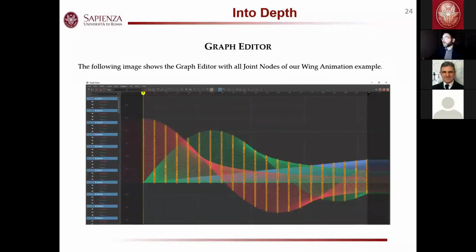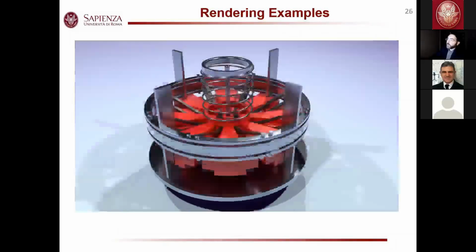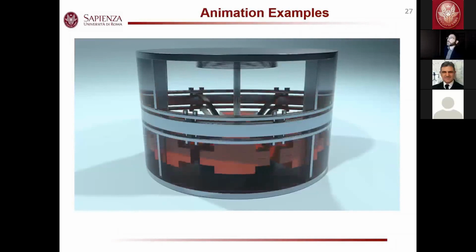Here, all the nodes of our wing animation example. And now I'll show you some rendering. This is a frame rendering of a compact vibration absorber for thin wings I worked on. This is at high quality because it is only a frame. Here, another image, and here an animation of the object.